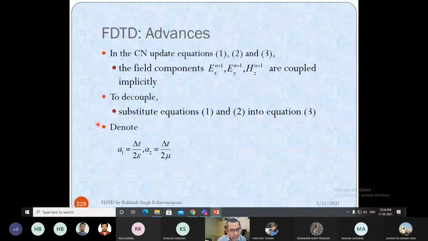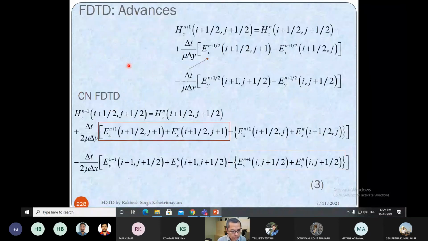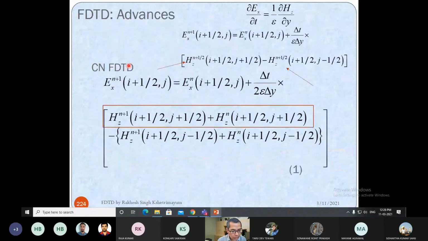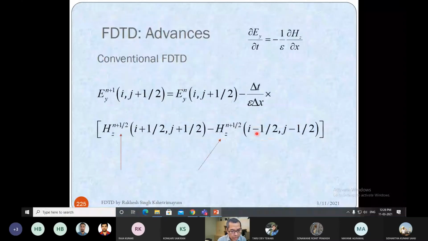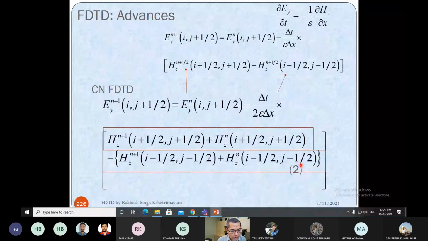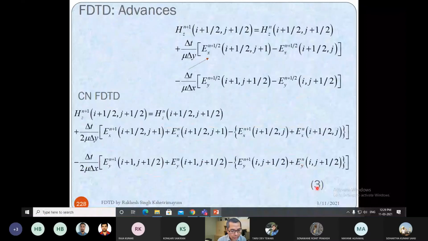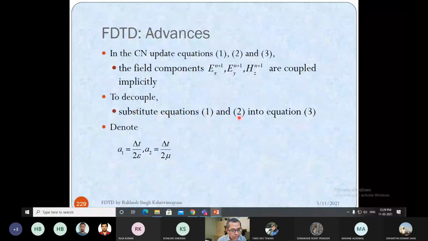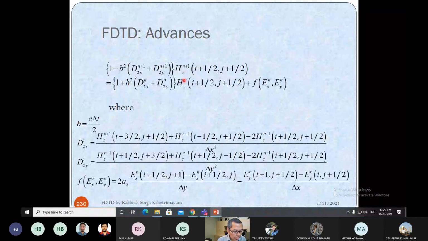That's the whole process. So now you have equations 1, 2, and 3. This is equation 1 for the CN FDTD, this is equation 2 of the CN FDTD, and this is equation 3 of your CN FDTD. So I have three equations, and I can substitute equations 1 and 2 in equation 3. If you do that, you will be able to get the updated equation for the Iz at n plus 1.